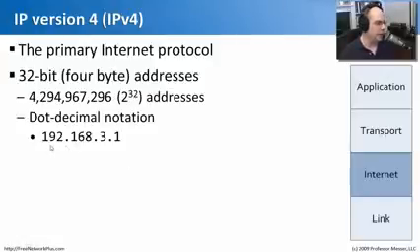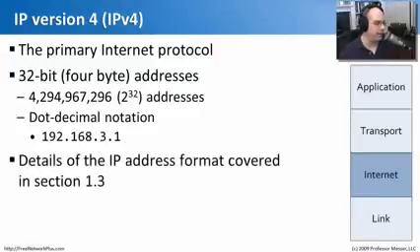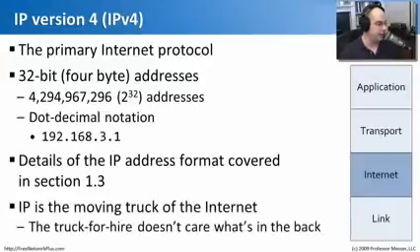You'll always see these written out in what we call dot decimal notation. These are decimal numbers and they have dots between them, 192.168.3.1. It's a very common way of us human beings looking at Internet Protocol addresses. The details of this address format is in section 1.3. We have a video just for really breaking out IPv4. What does this really mean? What do each one of those little decimal areas mean? What is it really broken down into? So if you want to know more on that, be sure to check out that video.